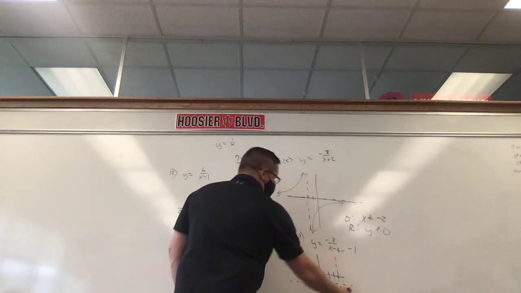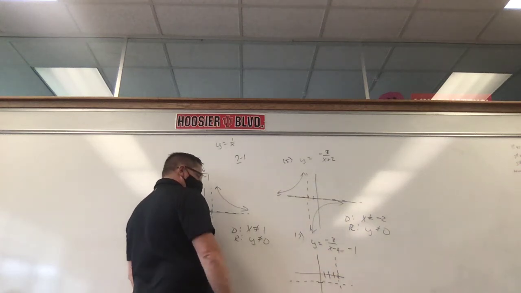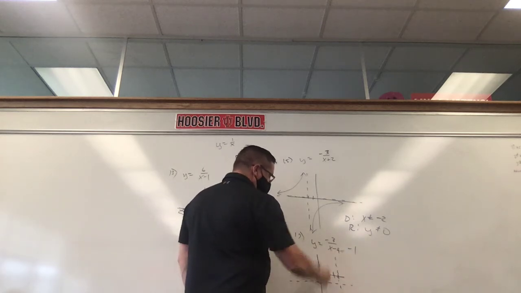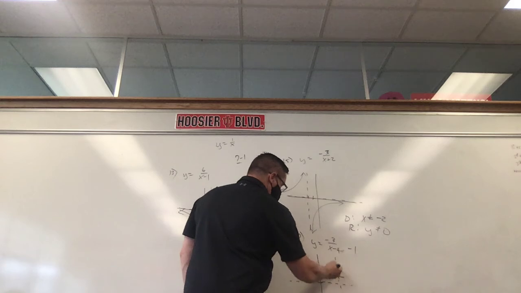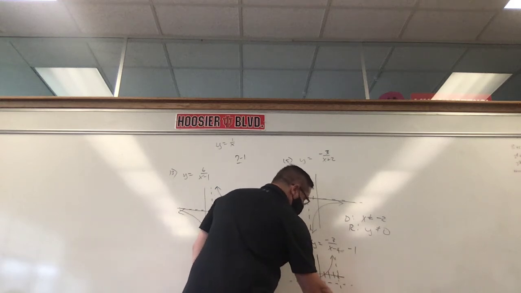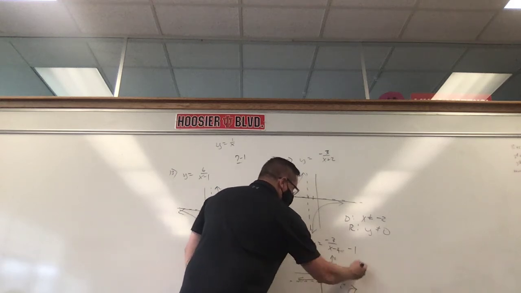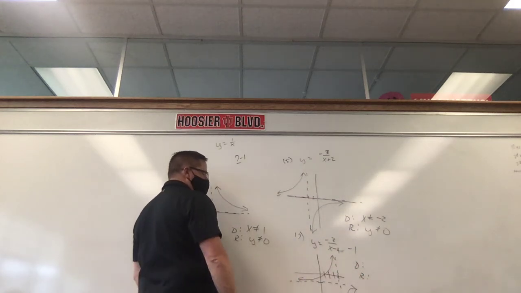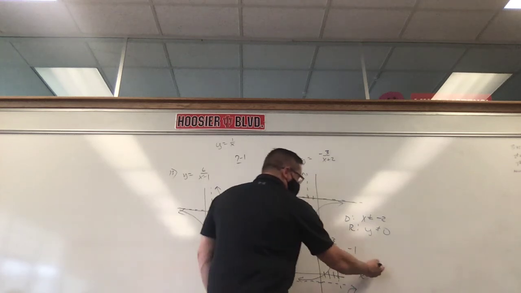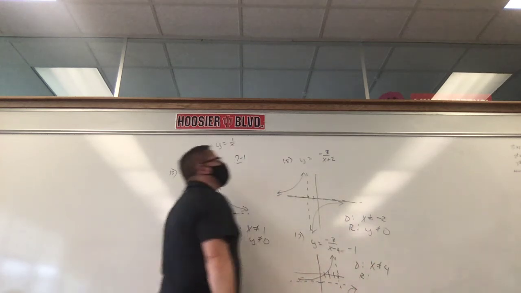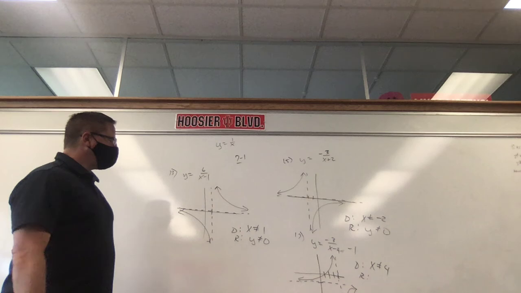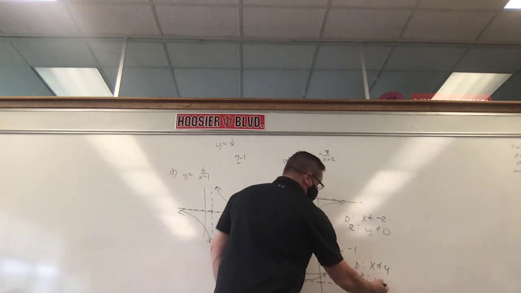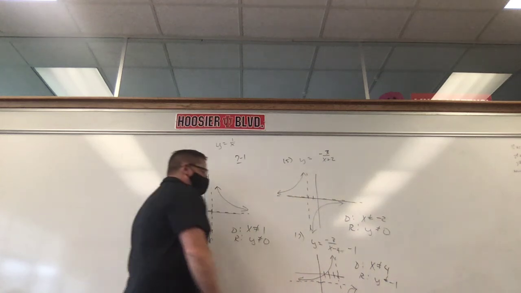1 and 3 or 2 and 4? 2. Why? Negative. What negative? The 3. So it's going to go like this. And it's going to go like that. The domain and range. What x value has an asymptote on it? 4. You're not allowed to plug in 4 for x. What y value has an asymptote on it? -1. So x can't be 4, y can't be -1.